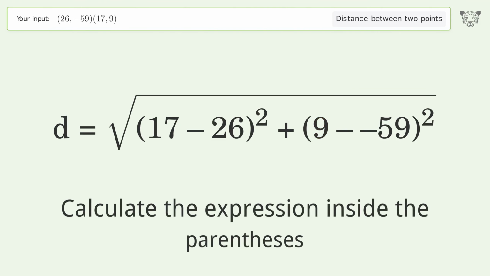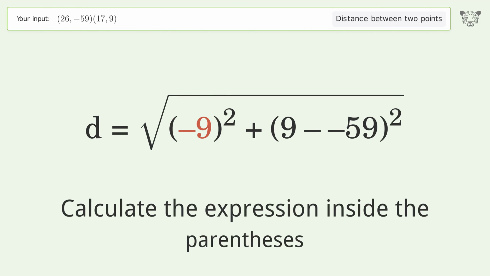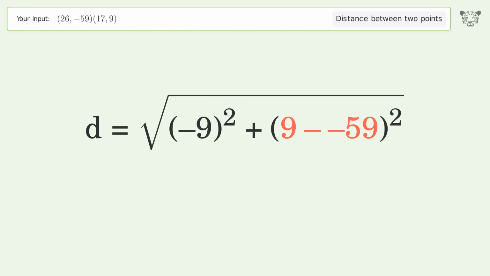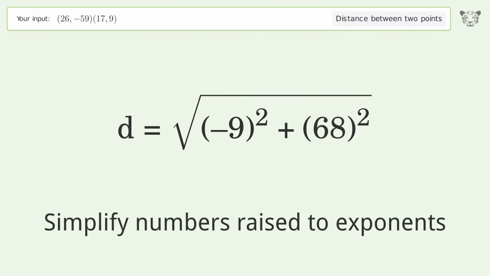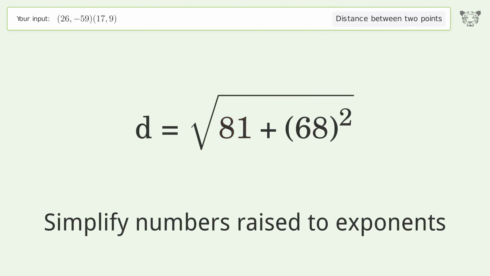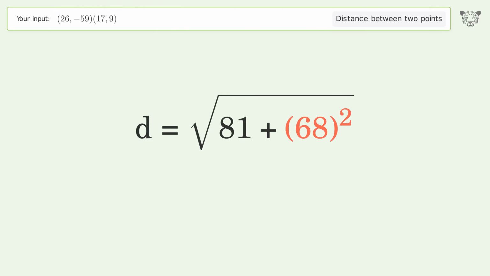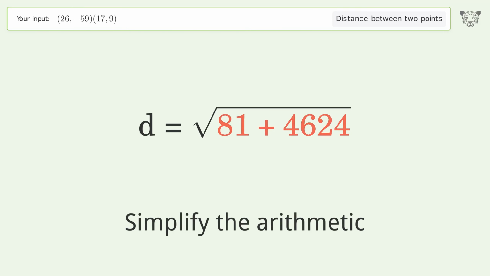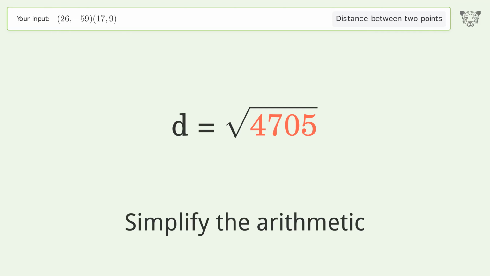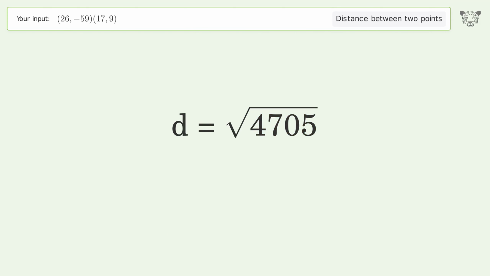Calculate the expression inside the parentheses. Simplify numbers raised to exponents. Simplify the arithmetic. And so the distance between the 2 points is the square root of 4,705 or 68.593.